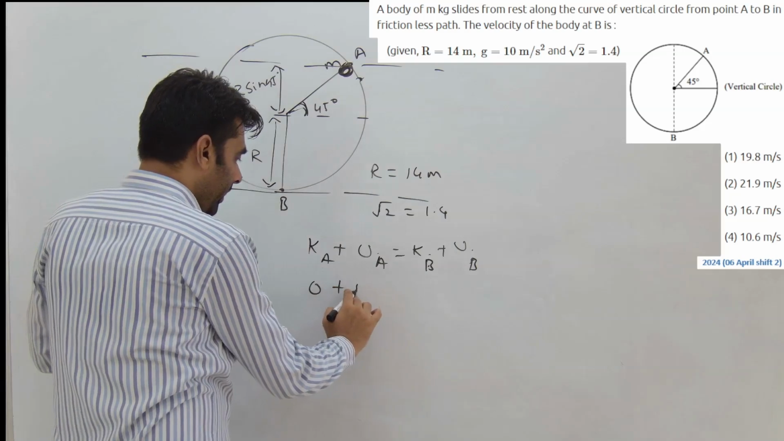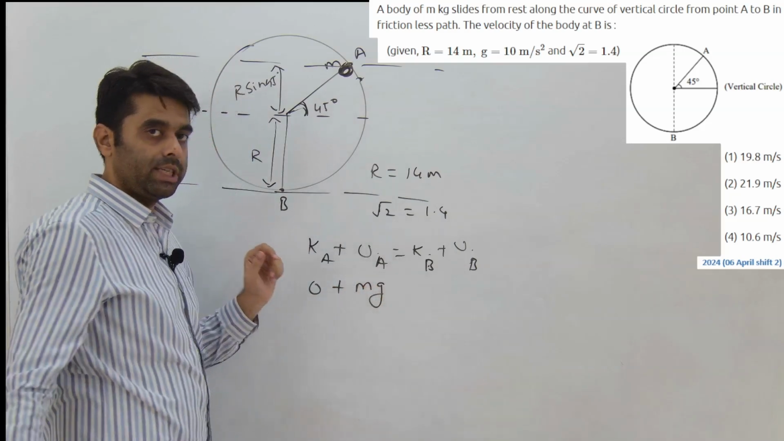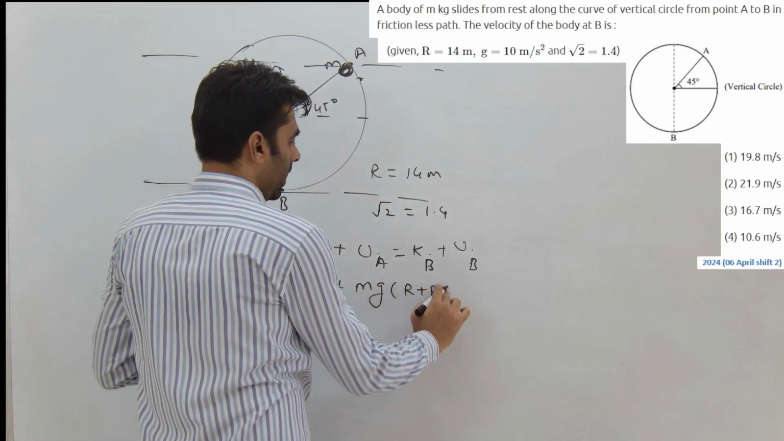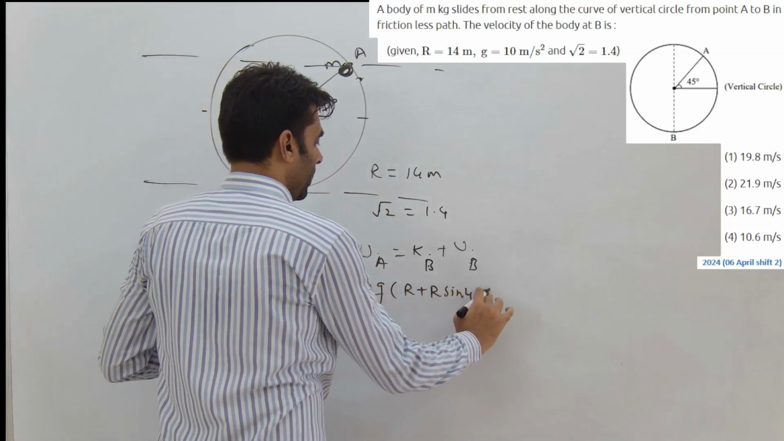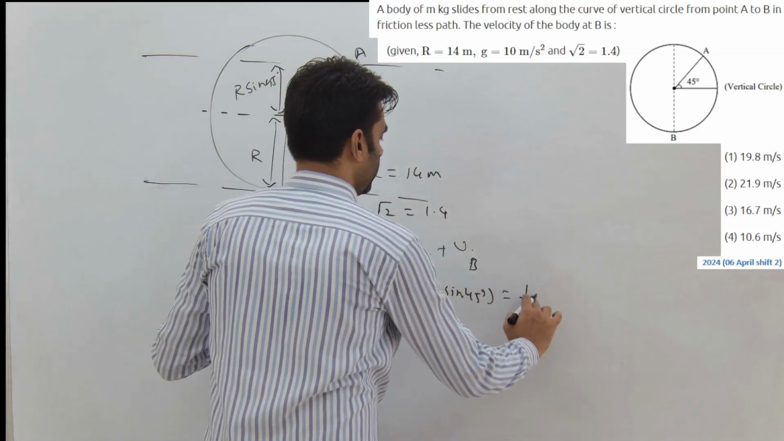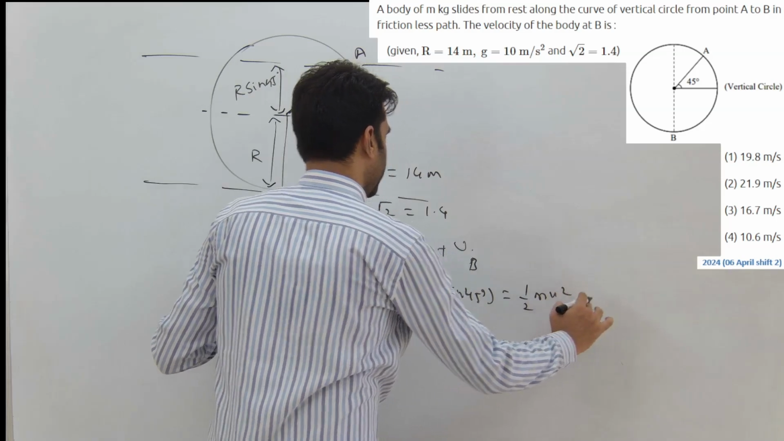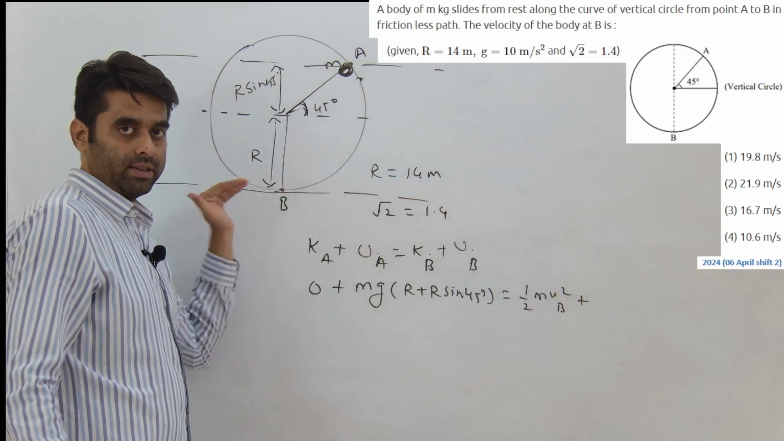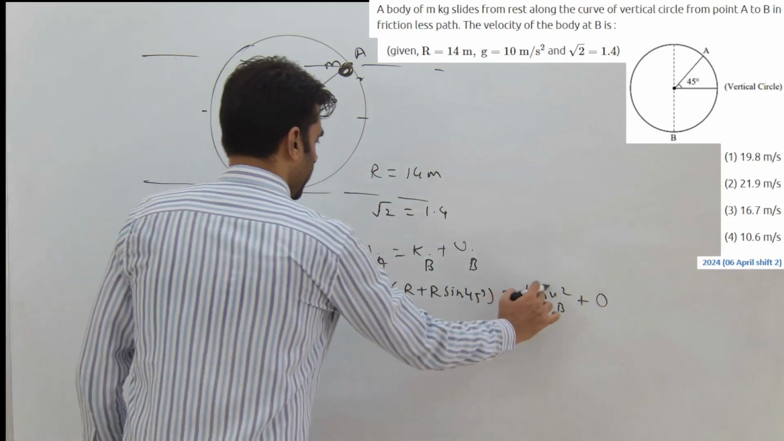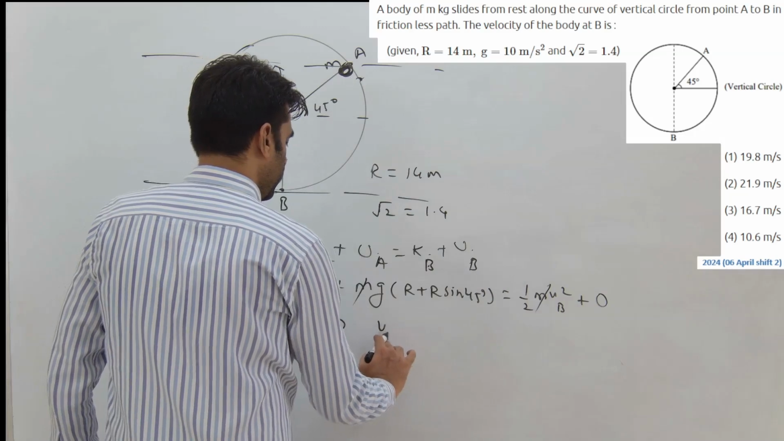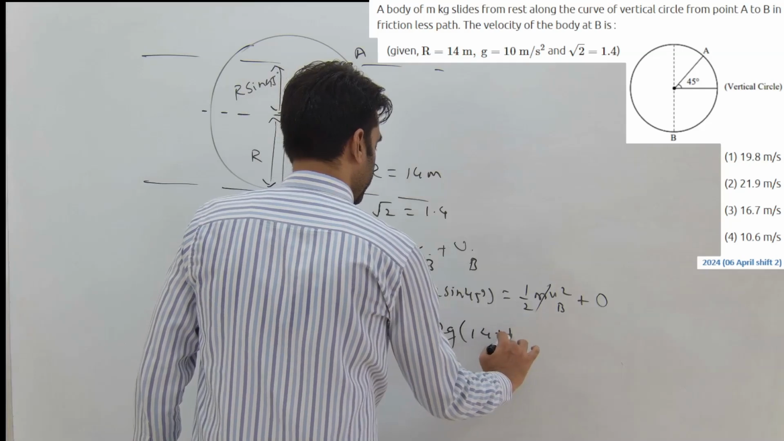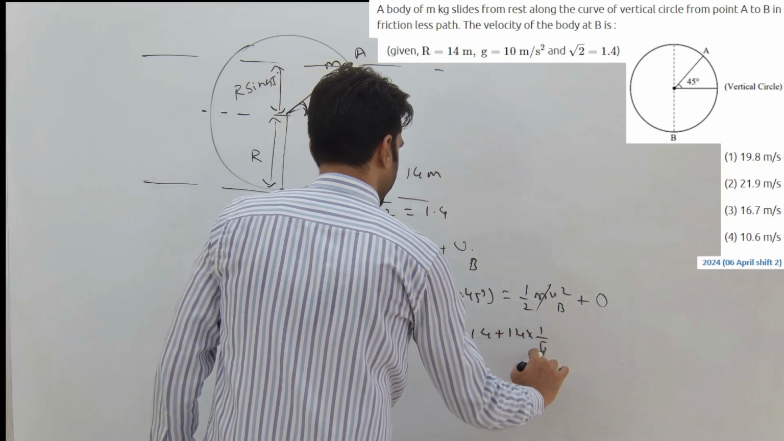So vertical height, potential energy, if we have to write, mg into h from this level, which equals R plus R sine 45. This equals the final kinetic energy, half m v_B square, plus, this is our reference we have considered, so at reference potential energy is 0. Well and good. M cancels out, we get v_B square equals 2g, R is 14, so 14 plus 14 into sine 45, 1 by root 2.